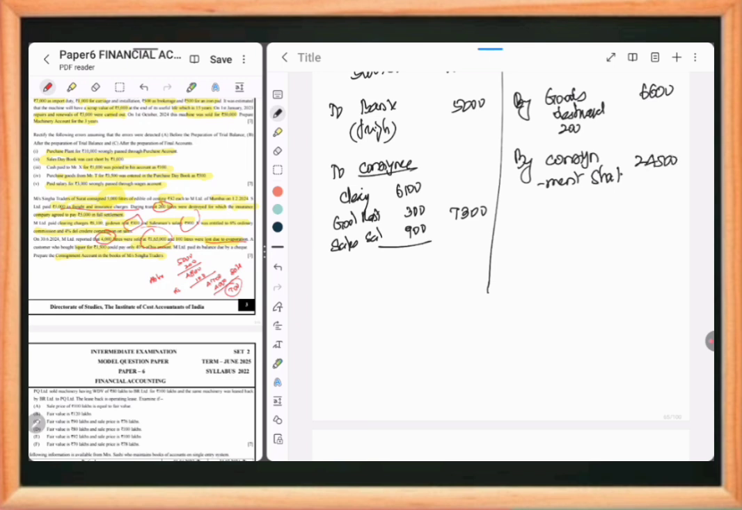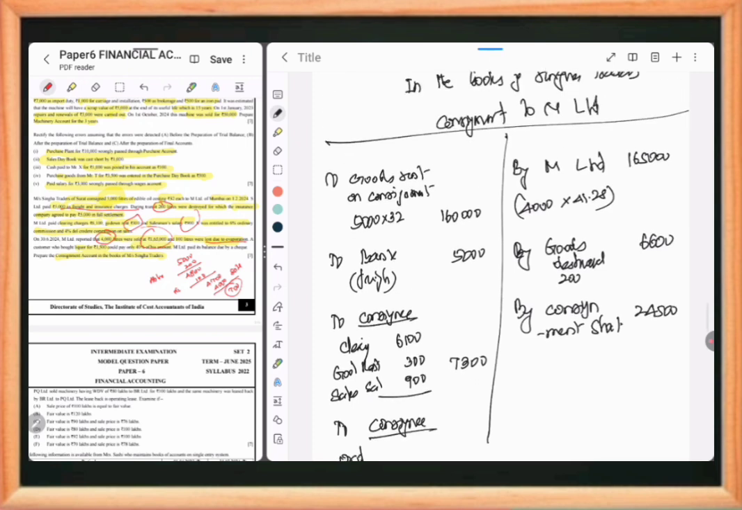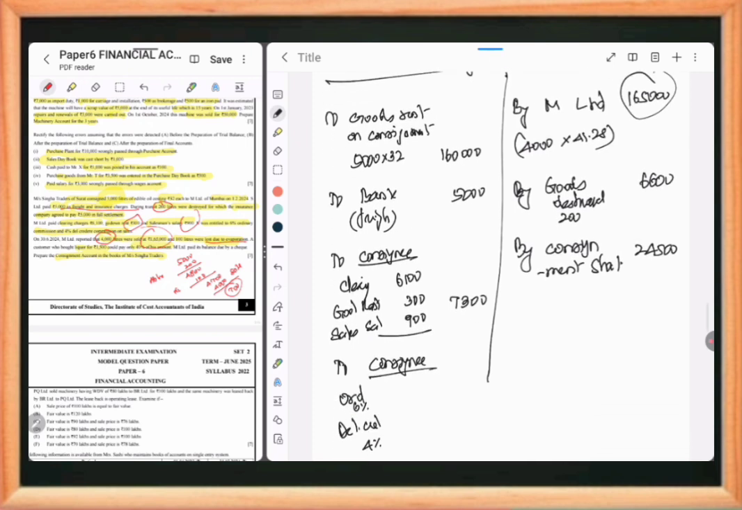And then the commission to the consignee. What is the commission? There are two types of commission, ordinary and del credere commission. Del credere commission is to be provided for undertaking the bad debts. Ordinary commission is given as 4%. What is the sale value? 1,65,000. So 1,65,000 into 4%, that is 6,600, the ordinary commission.